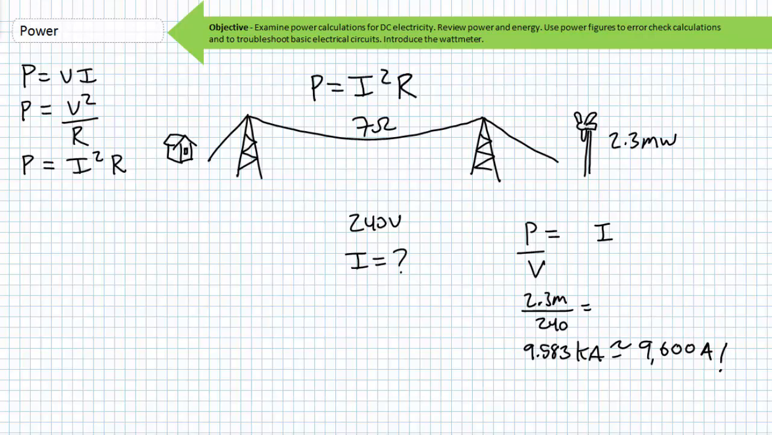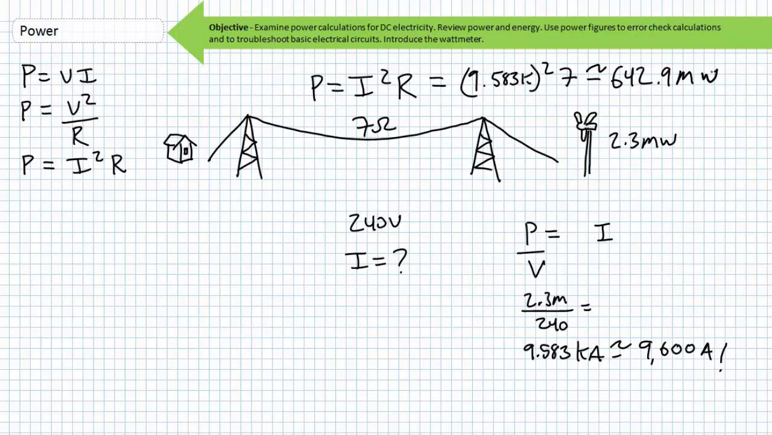The power loss in the line is I squared R. We're taking our close to 9,600 amps squared times 7 ohms resistance, which would yield a power loss in the line alone of approximately 642.9 megawatts. Can a 2.3 megawatt turbine produce 642.9 megawatts of power? The answer is no, this is not going to work.